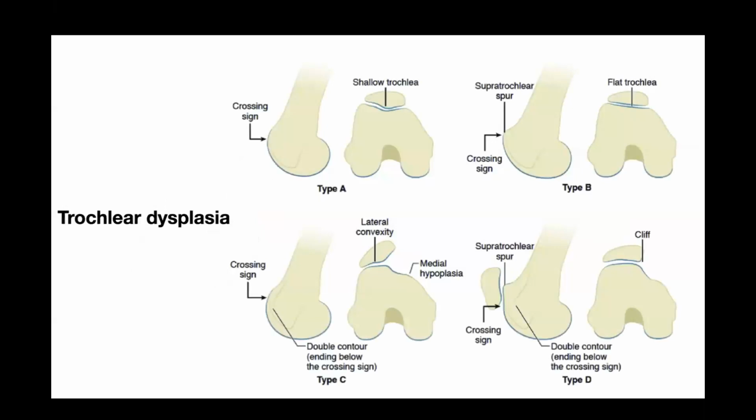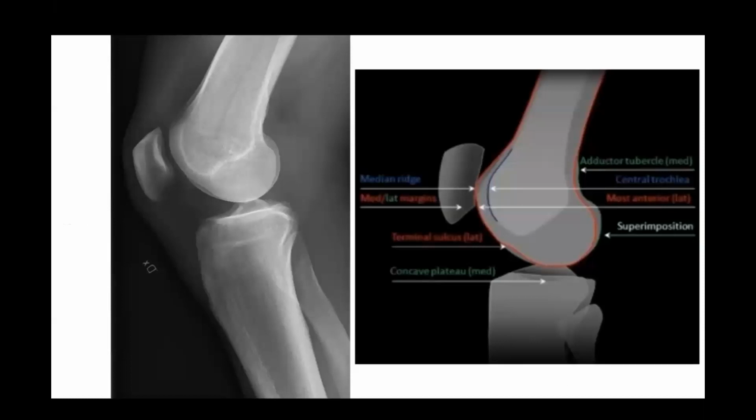You look at the Dejour classification for trochlea. Type A has a crossing sign and a shallow trochlea. Type B has a spur and crossing sign and a flat trochlea. C has a convex trochlea, and D has a cliff with a hypoplastic medial facet in C and D both. Here you can clearly see the crossing sign, the medial ridge, the sulcus terminalis, where you can differentiate the lateral and the medial condyle. You can see the Blumensaat's line. You can also see the superior imposition of the two condyles and the patella surface.